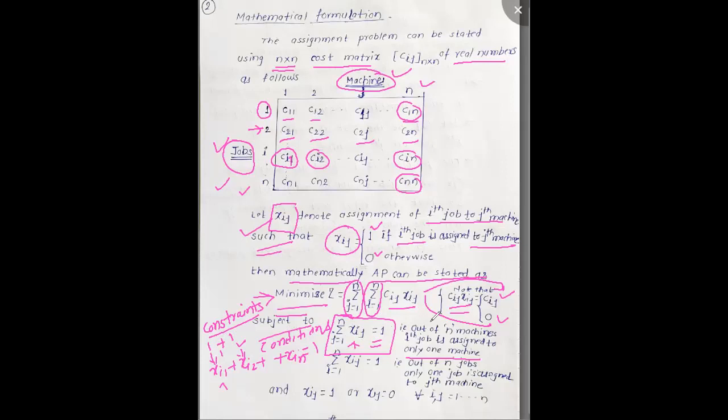So this sum is 1. It indicates that out of n machines, j equal to 1 to n, there are n machines. J we are using for machines. So out of n machines, the ith job is assigned to only one machine.